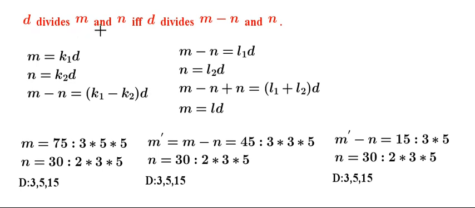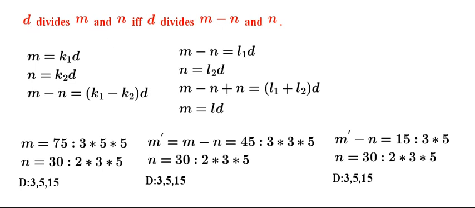D divides m as well as n if and only if D divides m minus n and n. So that means D is nothing but a common divisor for m and n, and the same D will remain a common divisor for m minus n and n according to this particular lemma. So let's prove this particular lemma first.